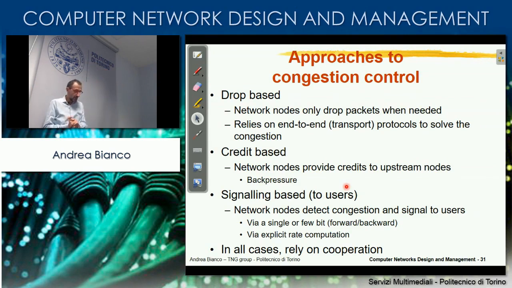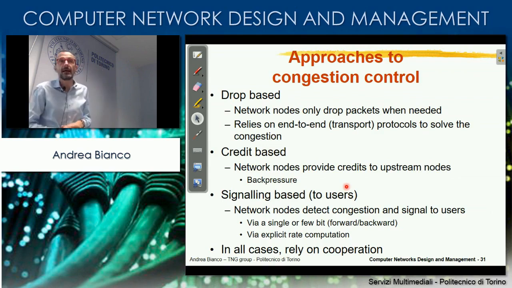Another approach is signaling-based. So basically, you tell the user that there is congestion, and you hope that the user cooperates with you by reducing the rate, or you enforce user behavior in terms of reduction of the rate in the standard. There are, again, all of them are families of approaches. Within each of them, you can find tons of options.